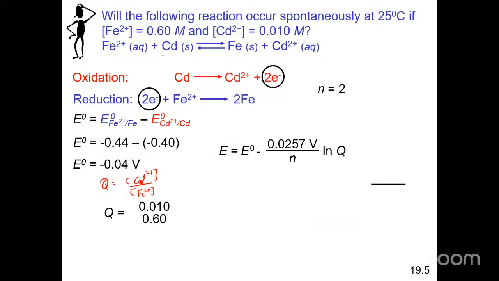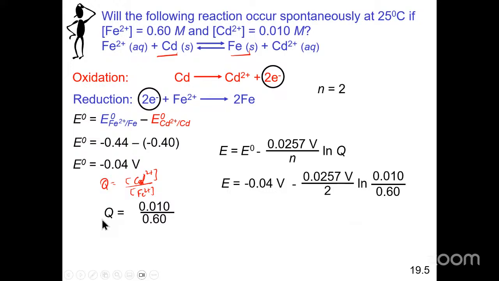These would not be involved in calculating Q because those are both solids, right? If you remember when we were talking about equilibrium, we said that when it comes to solids and liquids, we do not include them in any calculation of either Q or K. So that's what is being calculated here.